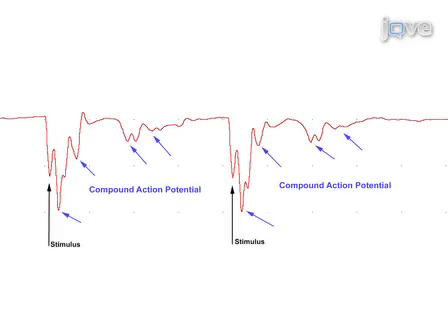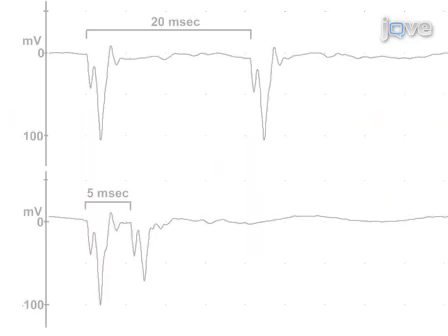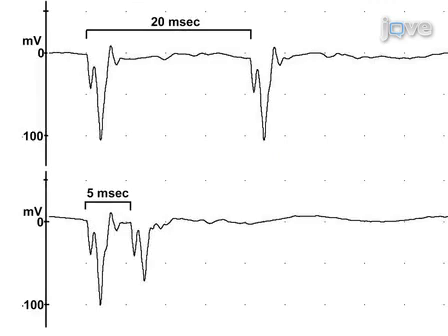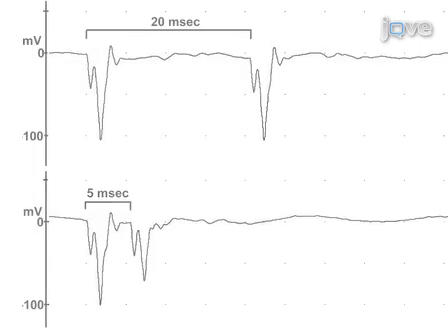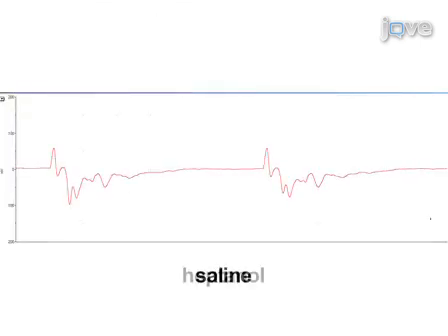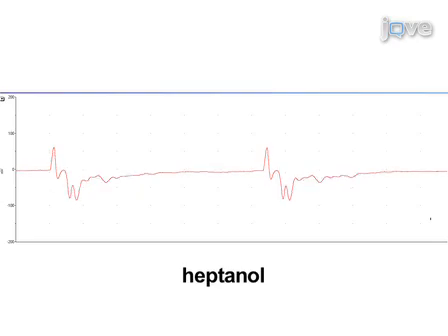Shown here are 2 compound action potentials recorded from the ventral nerve cord of a crayfish. This figure illustrates the relative refractory period, that is, the time following a full compound action potential when a second stimulus elicits a smaller compound action potential. This figure shows the effects of using heptanol on the compound action potential.